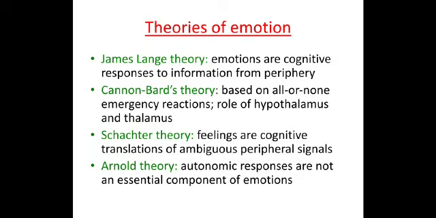Whereas Cannon-Bard's theory is based on an all-or-none emergency reaction, where the role of the hypothalamus and thalamus is there. Whereas in Schachter's theory, the feelings are cognitive translation of ambiguous peripheral signals. If somebody angers you, how the translation takes place at the cortical level. Arnold's theory holds that autonomic responses are not an essential component of emotion.